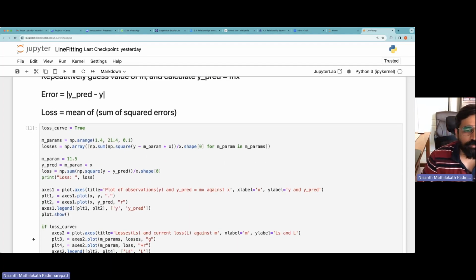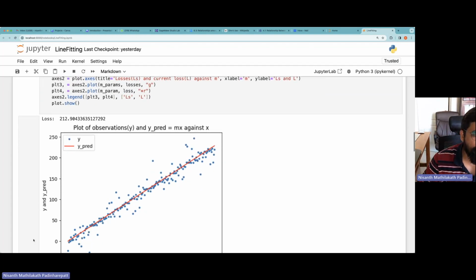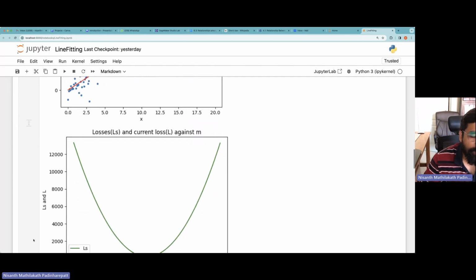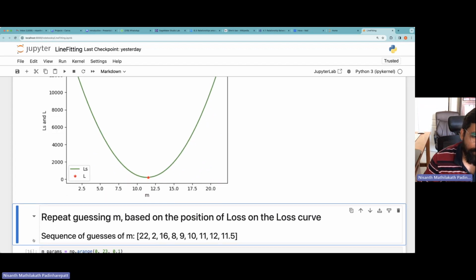So what is this process? Guessing and calculating the loss and repeating that process, that is called training in machine learning. This is the same as what our earlier scientists or engineers would have done. They made observations, collected data, and made a hypothesis of a model, whether it's linear. In some cases it could be quadratic, right? Quadratic means instead of y equal to mx, it could be y equal to mx square plus m2x, something like that.